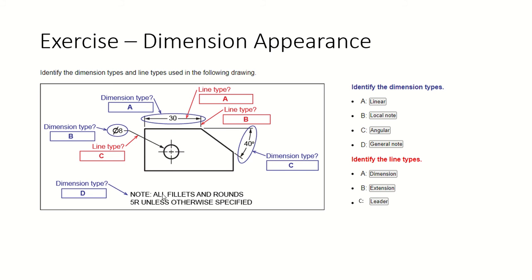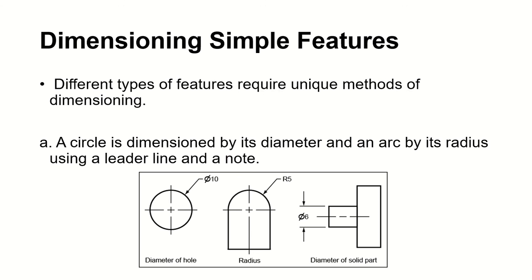And then that's your general layout of your drawing, of course. All fillets around 5R, unless otherwise specified. So 5R means it's just a radius, the radius of that circle. So I think you get it. Our simple features.